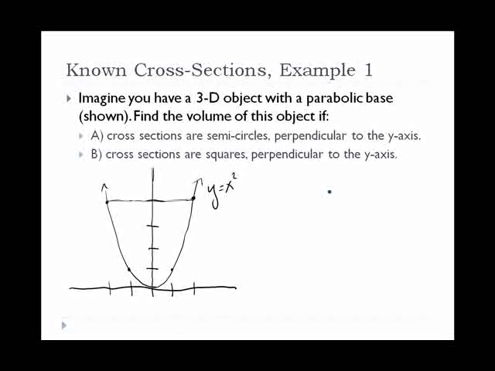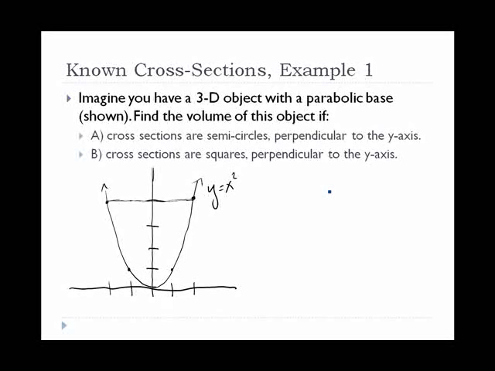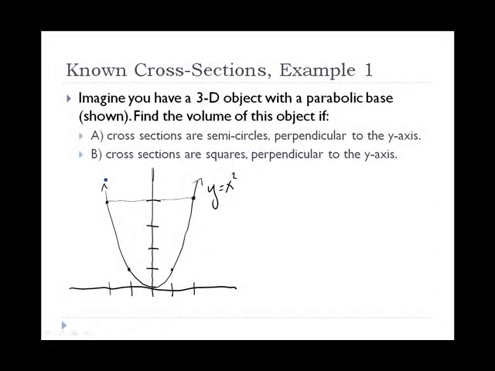So here's an example using known cross-sections. Our first example: imagine we have a 3D object with a parabolic base. We want to find the volume of this object if, first of all, cross-sections are semicircles, and second, cross-sections are squares. So first of all, we have cross-sections that are semicircles perpendicular to the y-axis.